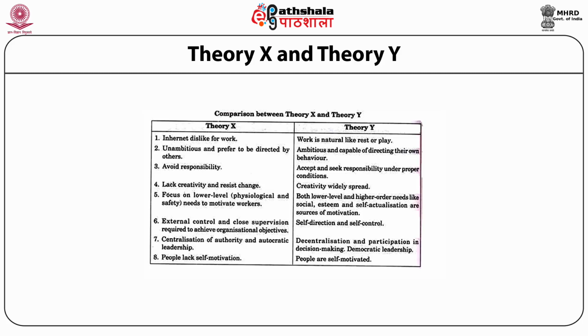Under Theory X, there is more focus of workers on lower level needs, and under Theory Y, it is believed that both lower level and higher order needs like social esteem and self-actualization are a source of motivation for the workers. Under Theory X, external control and close supervision are required to achieve organizational objectives, while under Theory Y, it is believed that workers are self-directed and self-controlled.